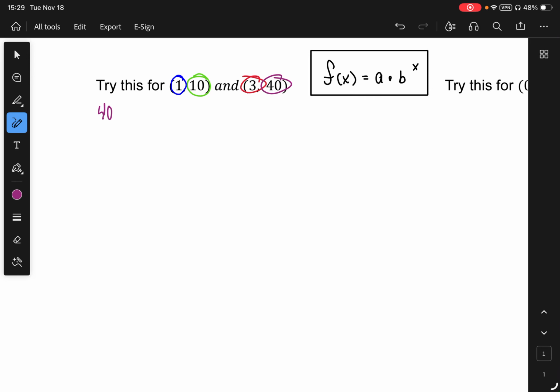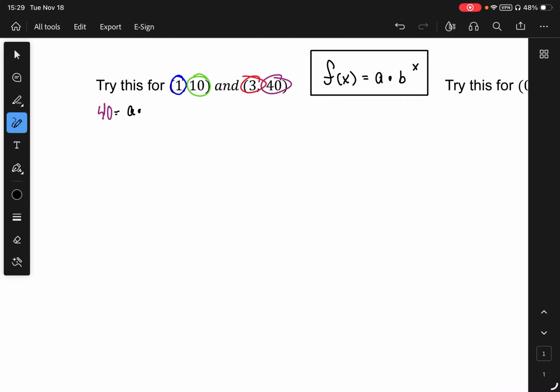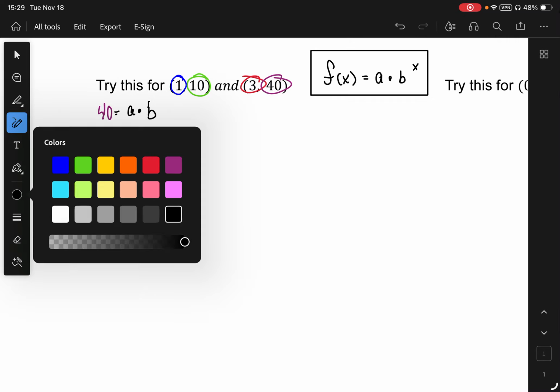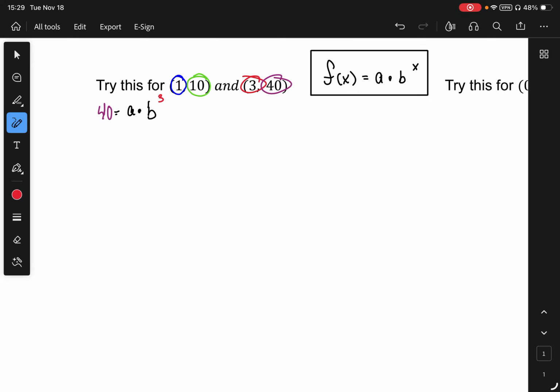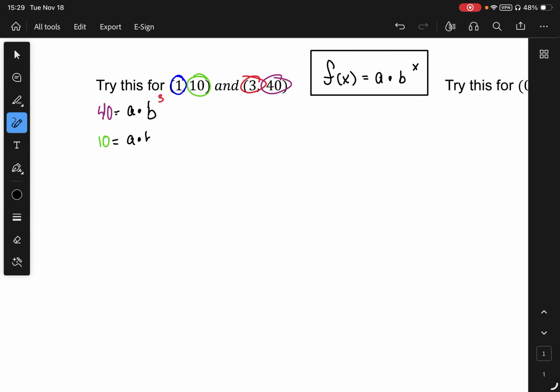So we're going to start by writing our f of x equation. So f of x equals a times b to the x. Our f of x is 40, equals a times b, our x is 3. Our second equation we can write is 10 is equal to a times b, and our x value is just 1. So when we divide these two equations, we get 40 divided by 10, which becomes 4, is equal to a times b cubed over a times b to the first power. We don't have to write the first power, we're just going to leave it as a times b.